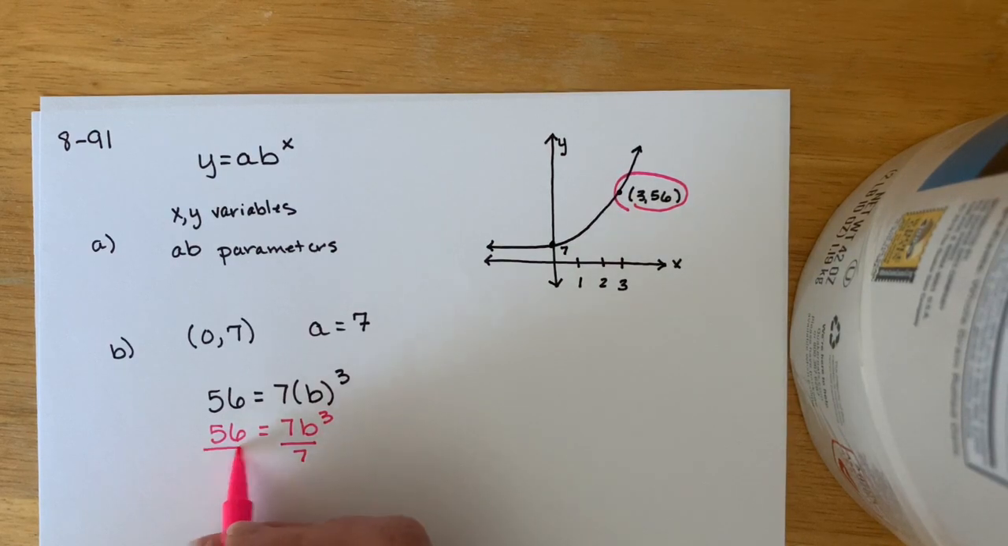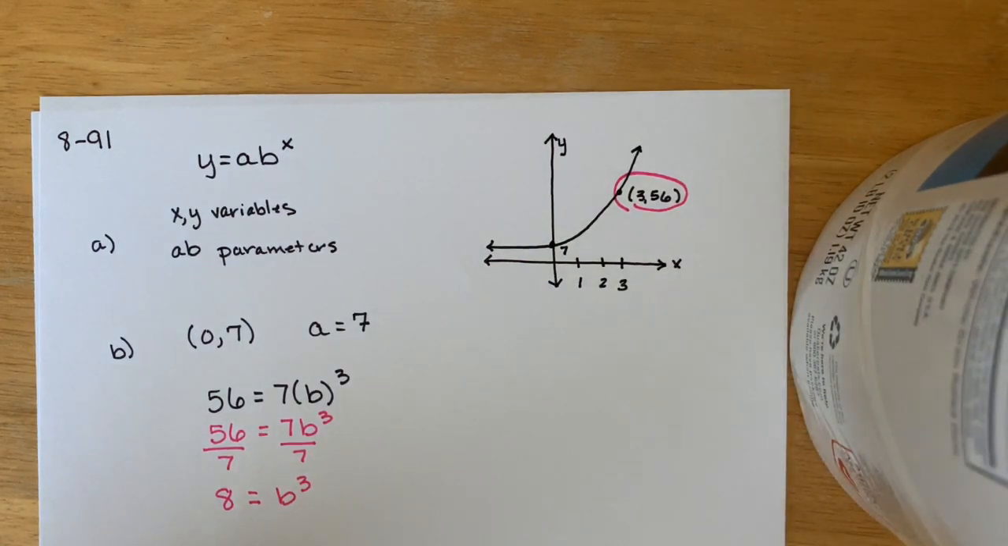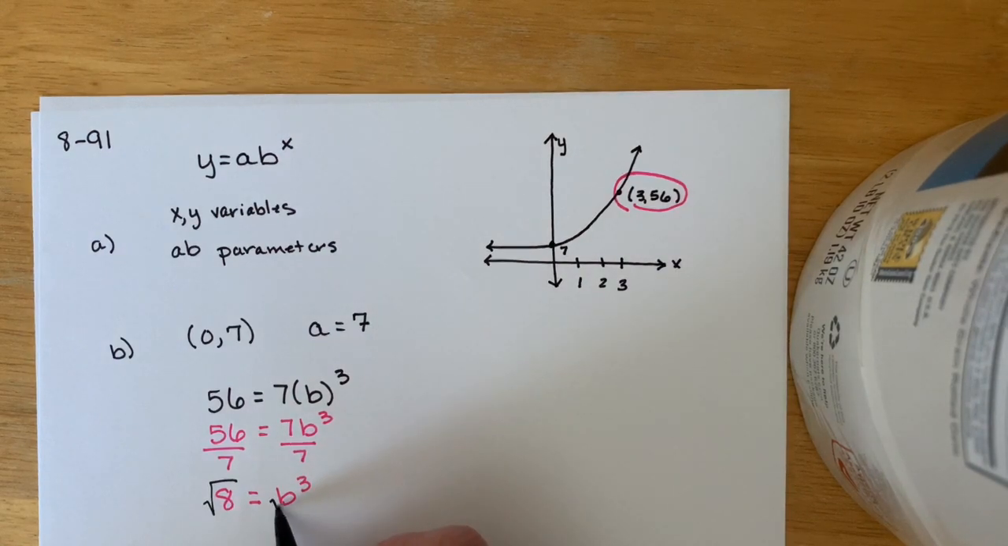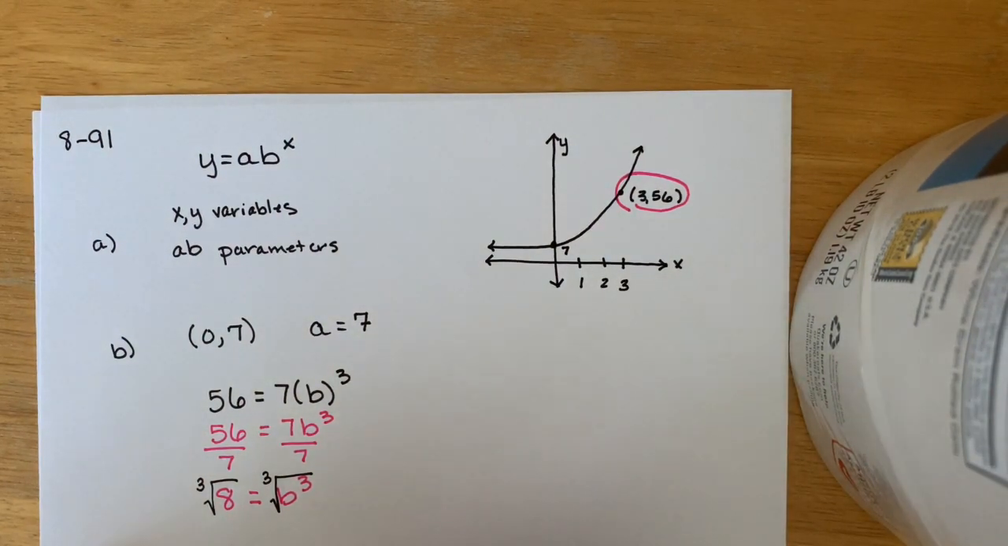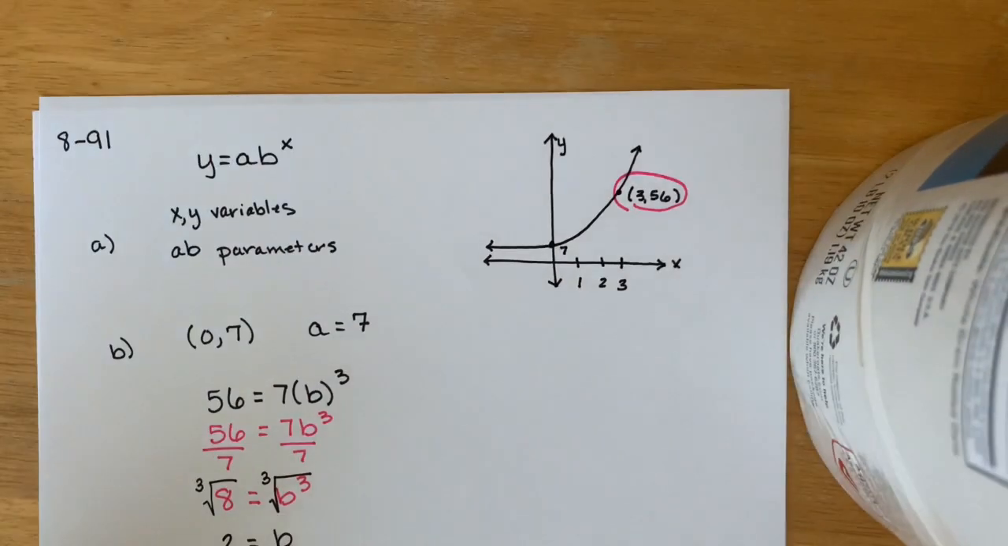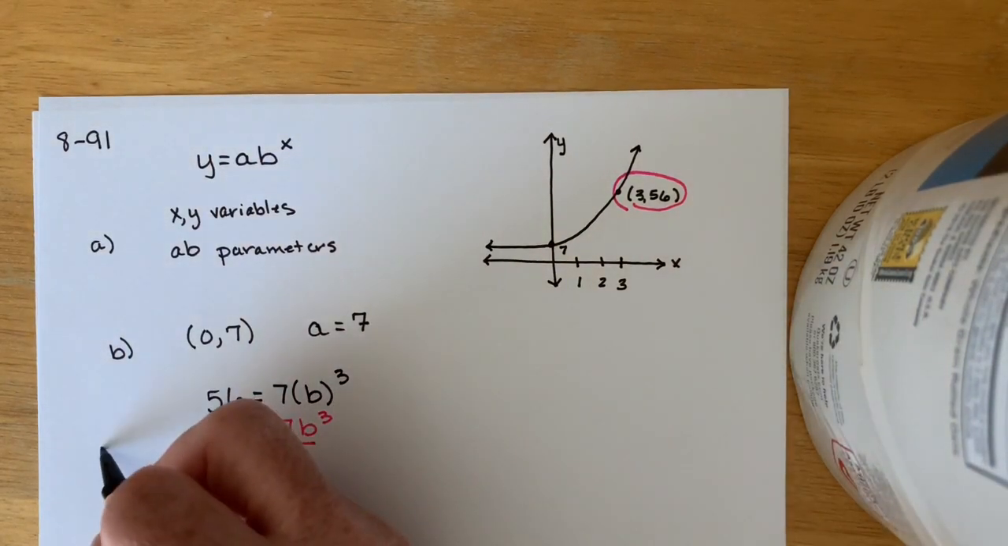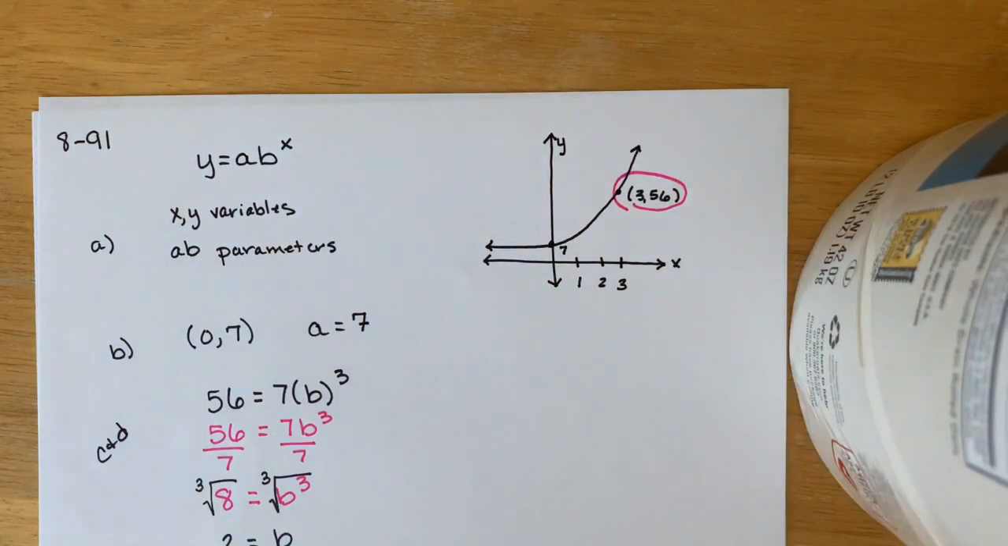So if we divide both sides by 7, we get 8 equals b to the third power. Then we are going to take the cube root because b is cubed. The opposite of cubing something is taking the cube root. Remember, we're asking what number times itself 3 times is going to equal 8. It turns out that that answer is 2. So b equals 2. This is kind of a combination of parts C and D to this problem.